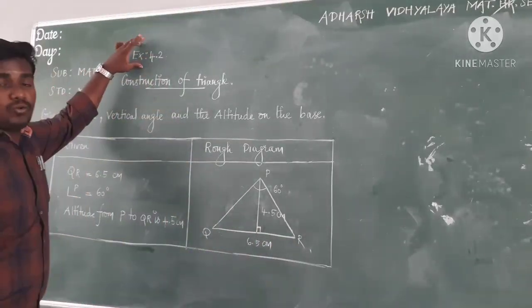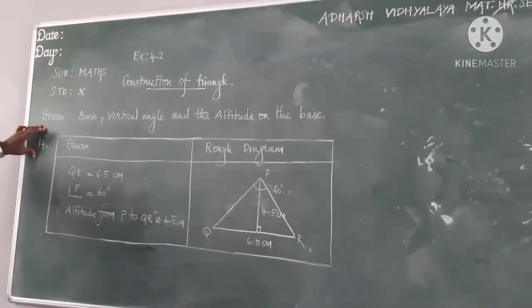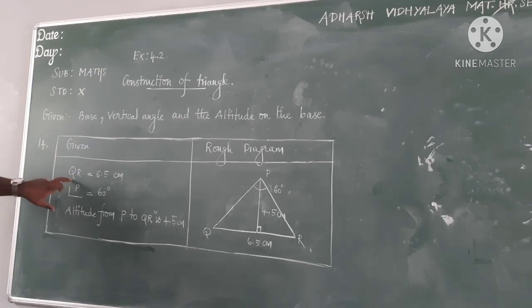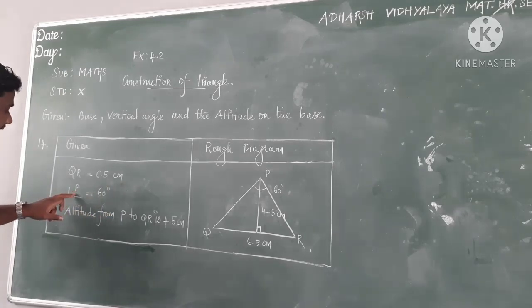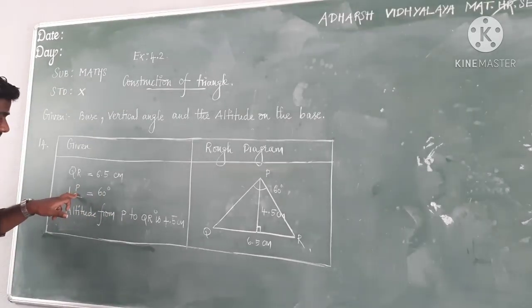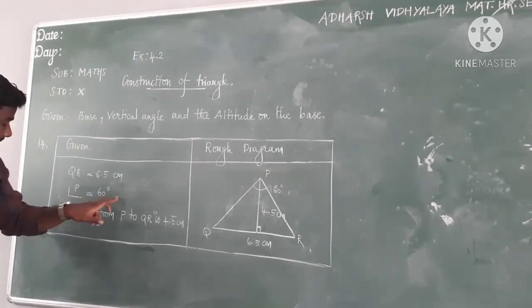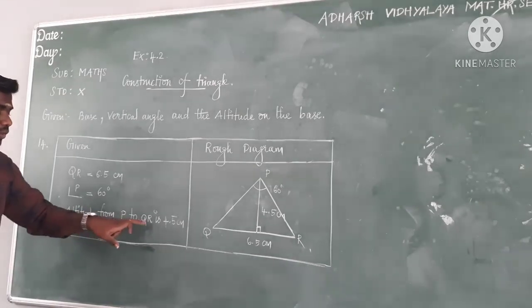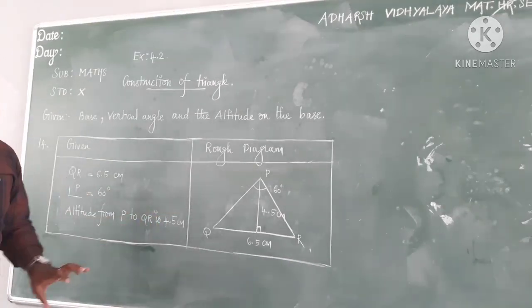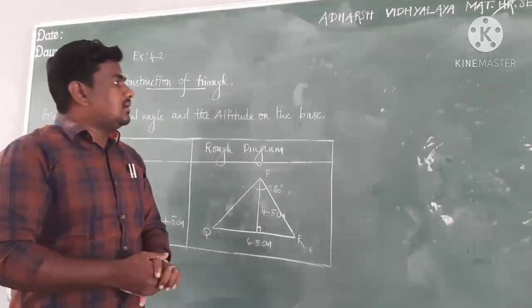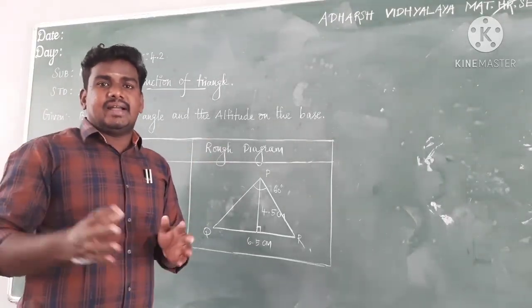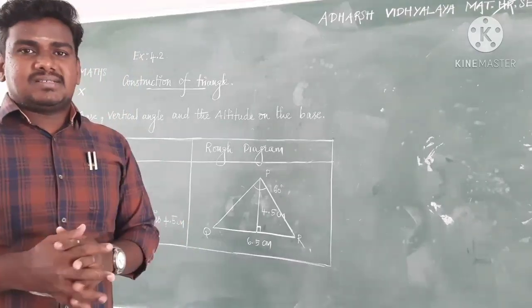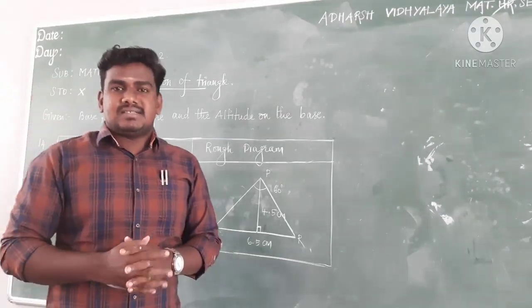Exercise number 4.2, question number 14. Given QR, this is the base, equal to 6.5 centimeter, and angle P, the vertical angle, is equal to 60 degree, and the altitude from P to QR is 4.5 centimeter. In the previous question, question number 12, we constructed it, but I did not give the proper construction.